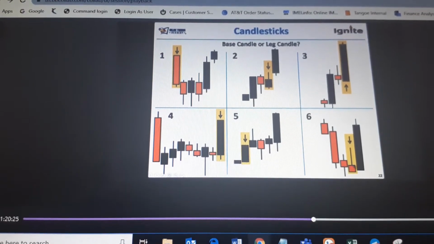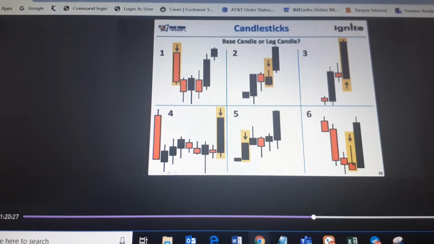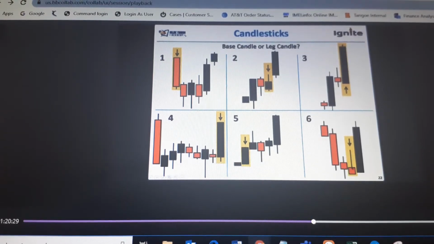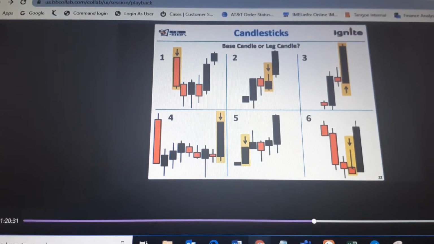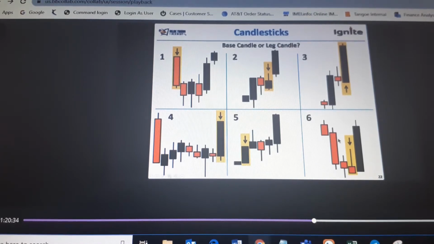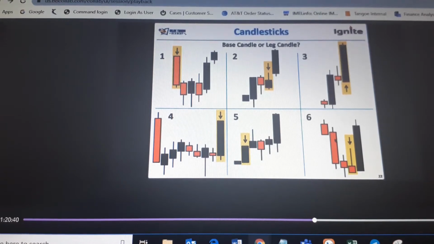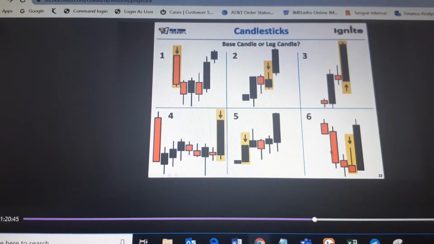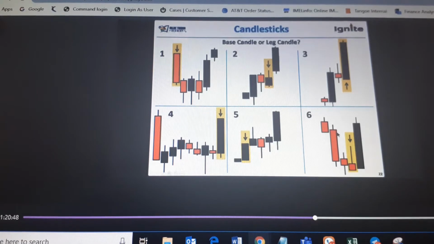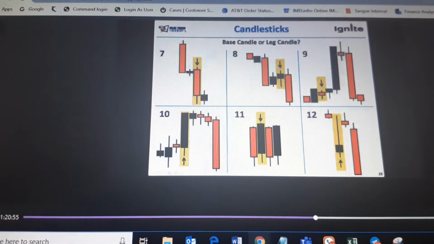Now, is this your base candle or a leg candle? It's a base candle, right? And what is this pattern? Demand. But what is this? Drop base rally, DBR. You can say it's a DBR. Drop base rally. See, you're getting it, guys. Very good.